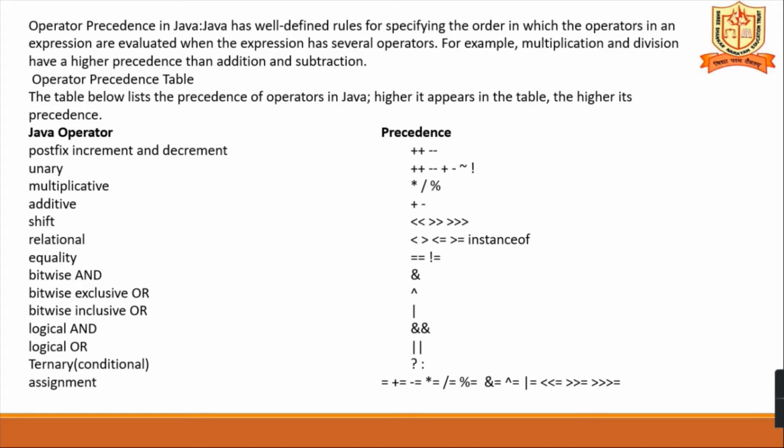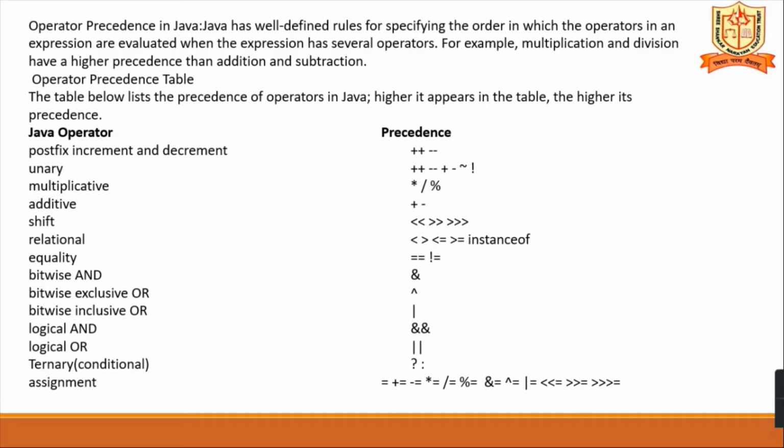Java has well-defined rules for specifying the order in which the operators in an expression are evaluated when the expression has several operators. For example, multiplication and division have a higher precedence than addition and subtraction. The operator precedence table is given below here.